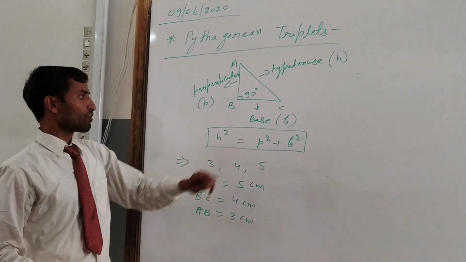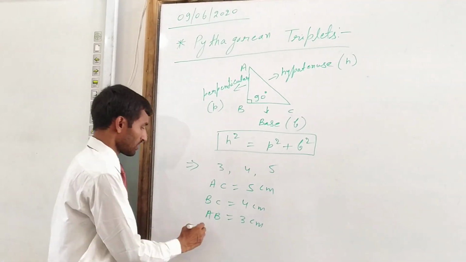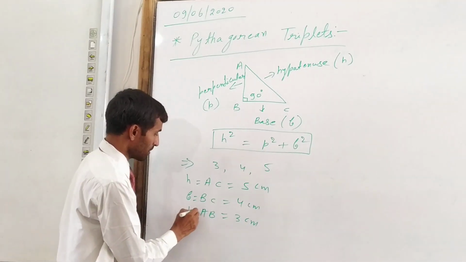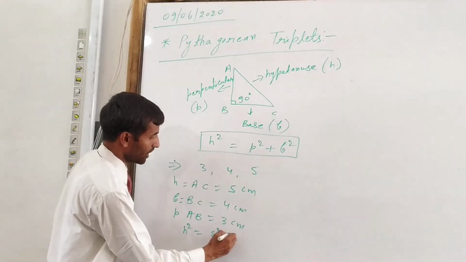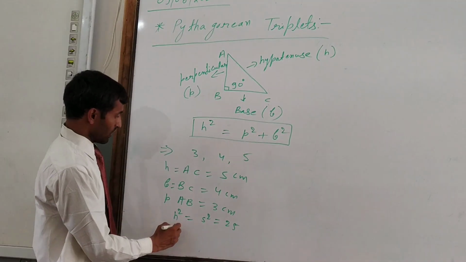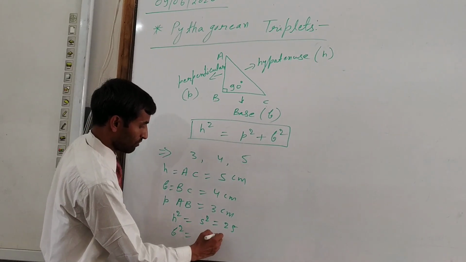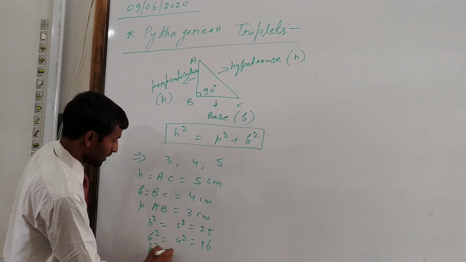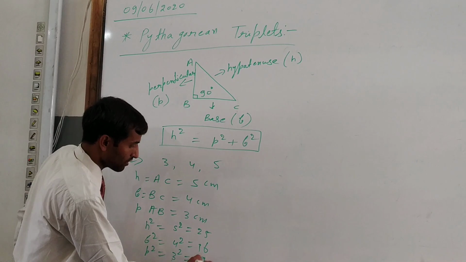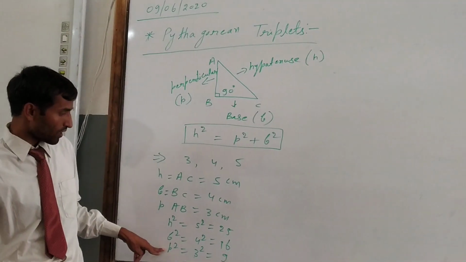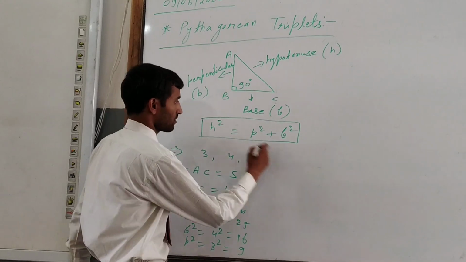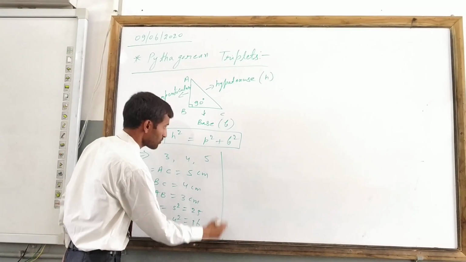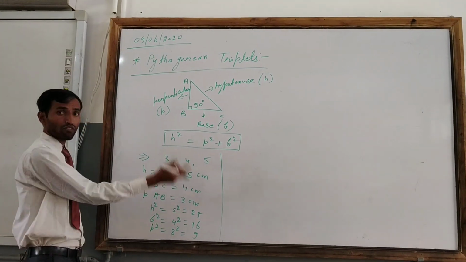Now apply this property. Will it hold or not? We have to find H square, B square and P square. H square means 5 square, which is 25. B square means 4 square, which is 16. P square means 3 square, which is 9. Now add B square plus P square, 16 plus 9. This one will be LHS and this one RHS. We have to verify this formula for these numbers, whether it is applicable or not.